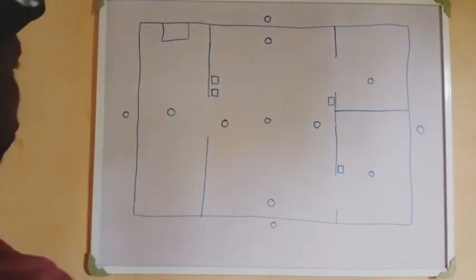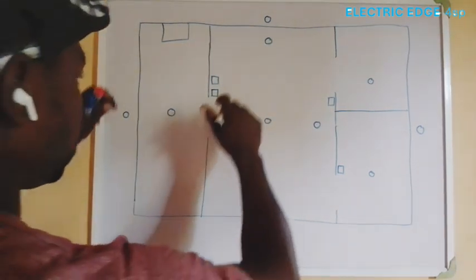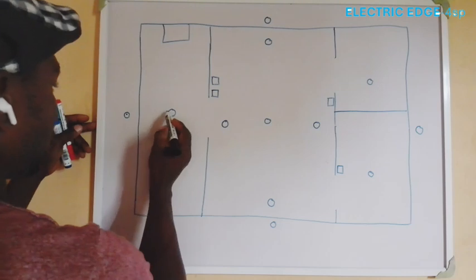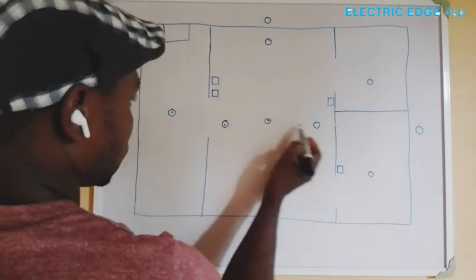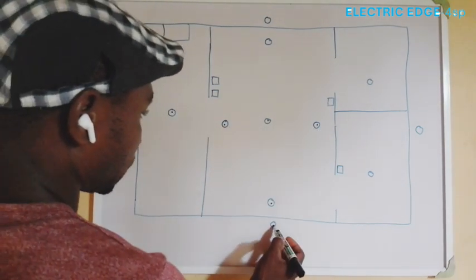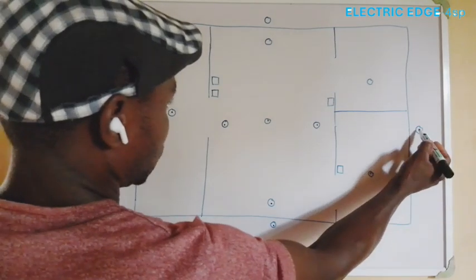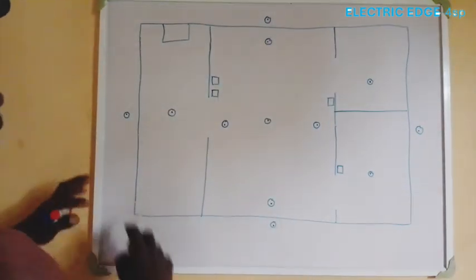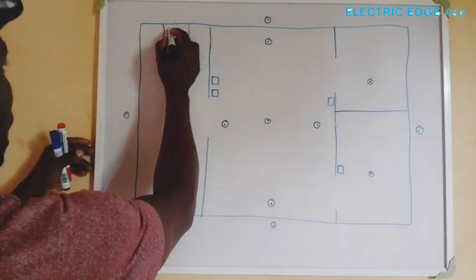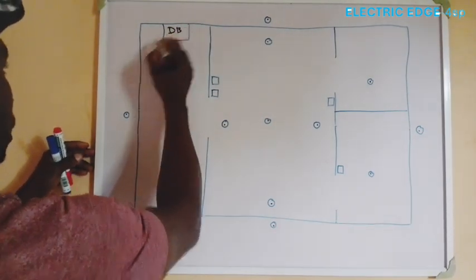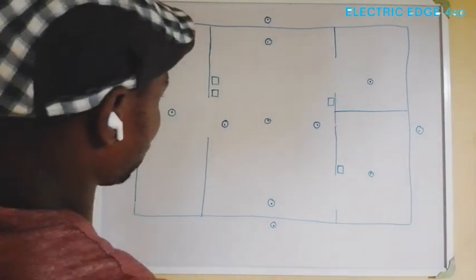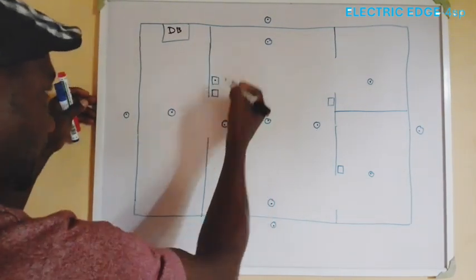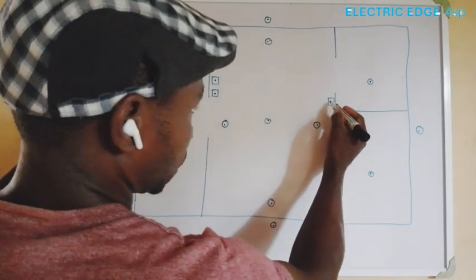In this demonstration, I want to use this sketch. These are lighting points. Look at all these. They are our lighting points in this demonstration. Here is our distribution board, the consumer unit, where our supply to this building will come from. And here we have a switch. This is another switch.